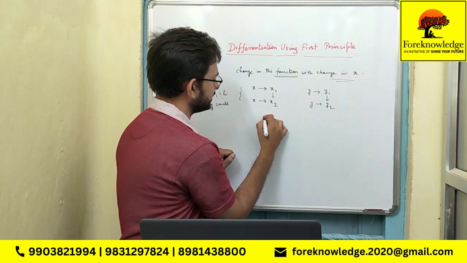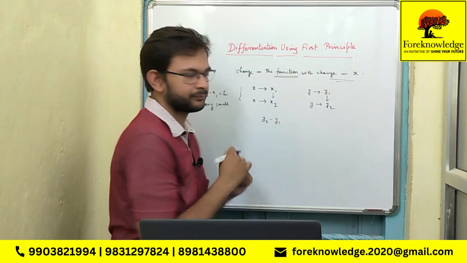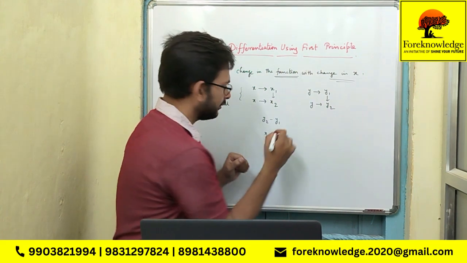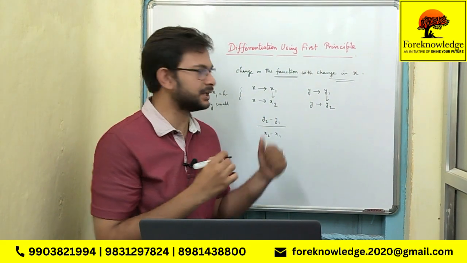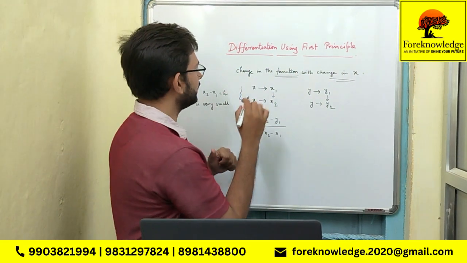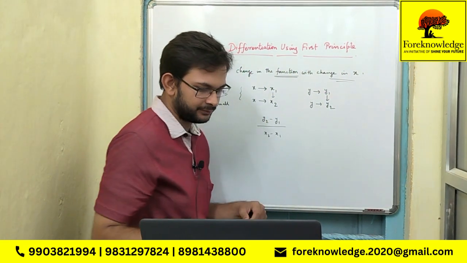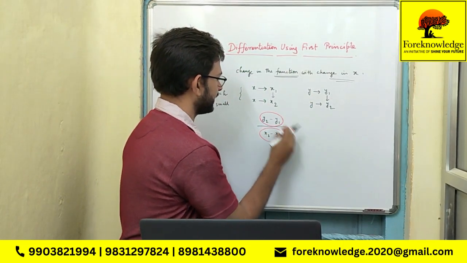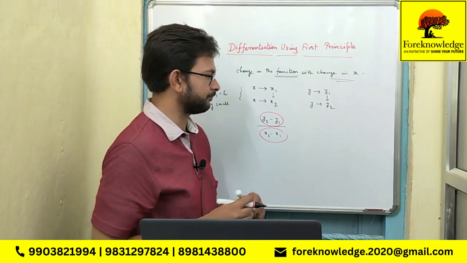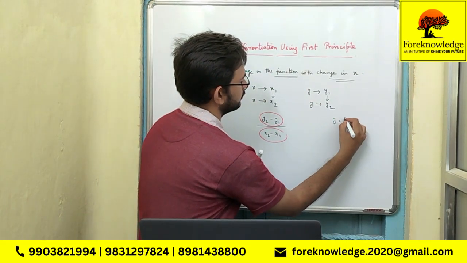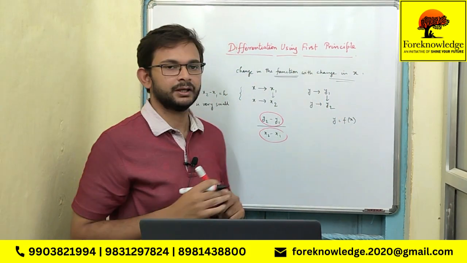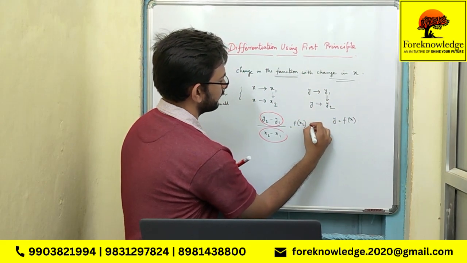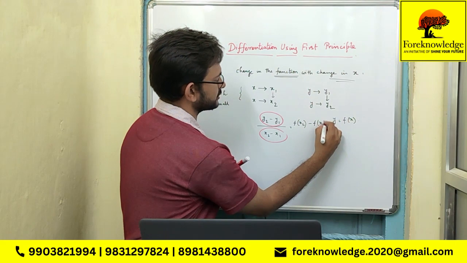So the change in function is y2 minus y1, and change in x means x2 minus x1. Their ratio, that's how we calculate. So the change in the function, that means y2 minus y1, with change in x, that is x2 minus x1. Now let y equal to f(x). That means y2 will become f of x2, and y1 is now f of x1.